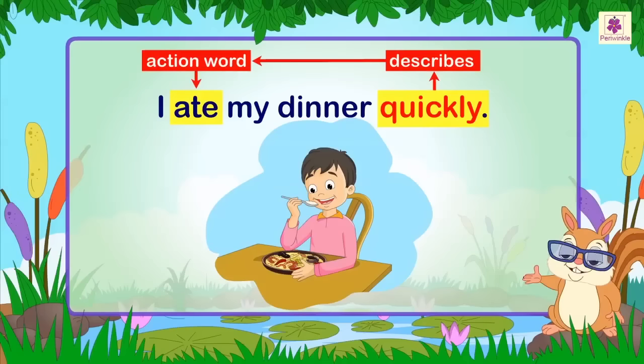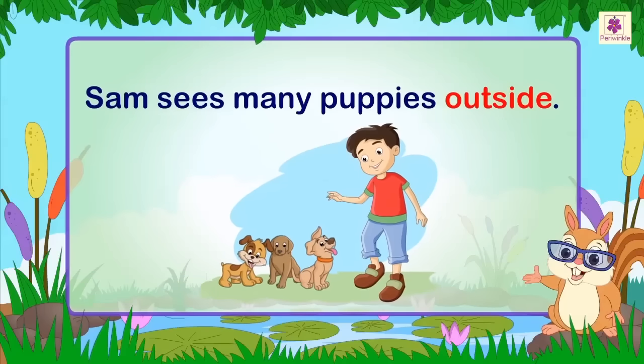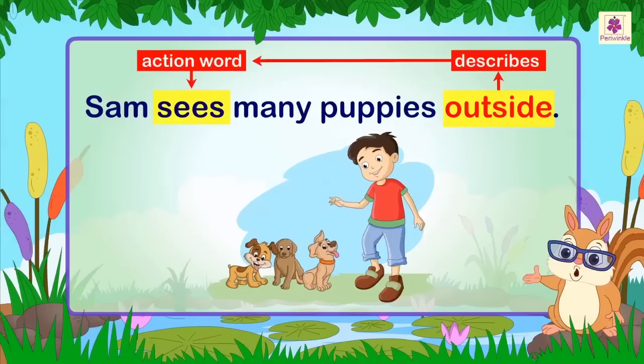Another example. Sam sees many puppies outside. In this example, outside tells us where the action happens. That is, outside describes the action word sees.